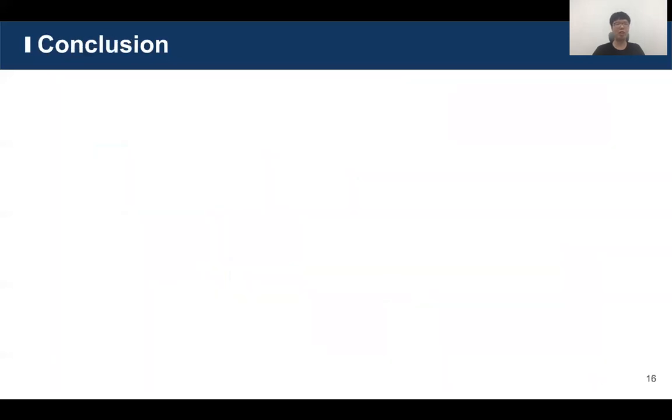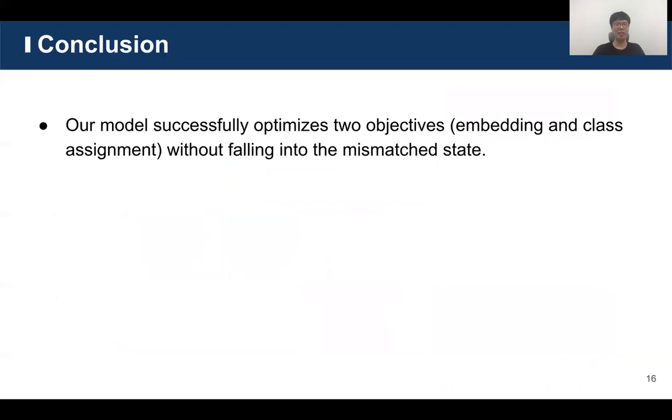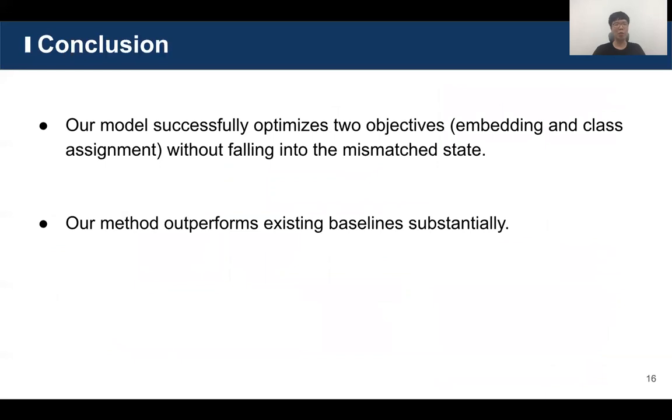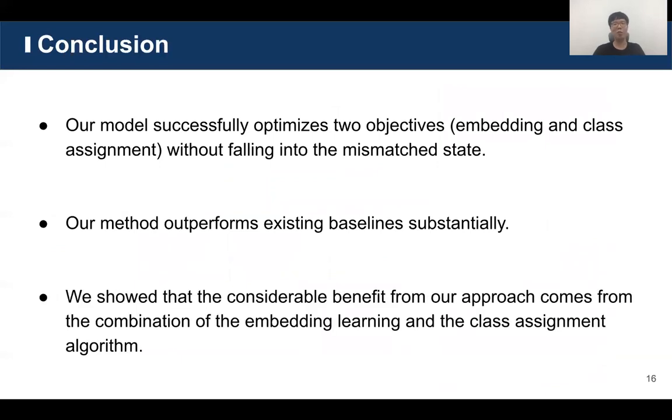In conclusion, our model can successfully optimize the two objectives of embedding and class assignment for unsupervised image classification. It outperforms existing baselines substantially and confirms that considerable benefits come from the combination of the embedding learning and the class assignment algorithm.